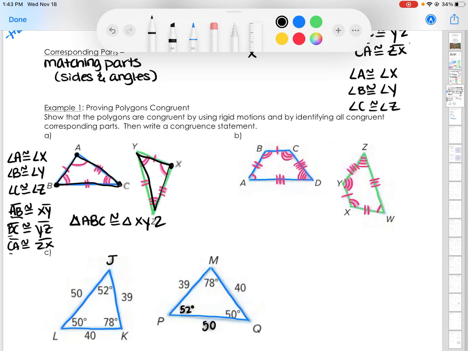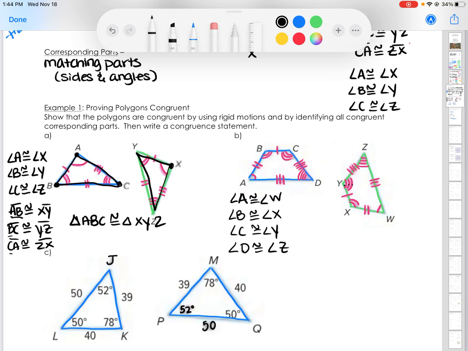All right, let's take a look at the next one. Again, we have our angles. Angle A has 1 marking on it, so that will match up with angle W, which has 1. Angle B has 2 marks. Angle X has 2 marks. Angle C has 3. Y has 3. And angle D and angle Z both have 4 marks.